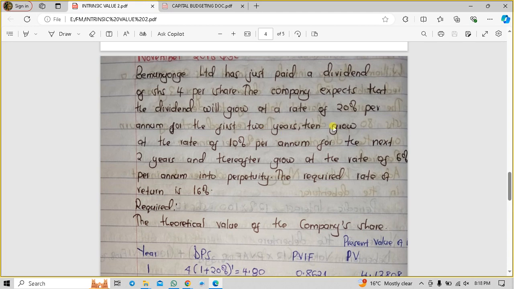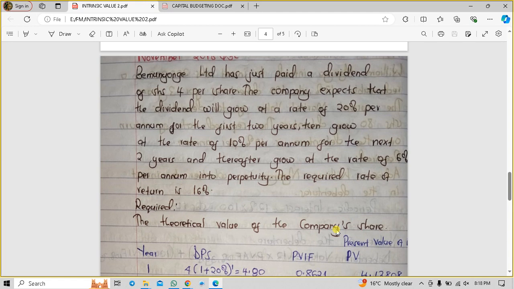Then after the first 2 years, it will grow at the rate of 10% for the next 2 years. And thereafter, grow at the rate of 6% per annum into perpetuity. Into perpetuity means that it will grow at the rate of 6% indefinitely until further notice. Then we have the required rate of return as 16%. You are required to calculate the theoretical value of the company's share.